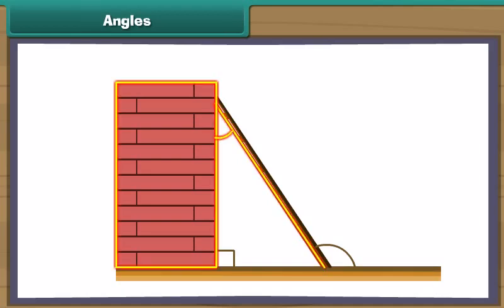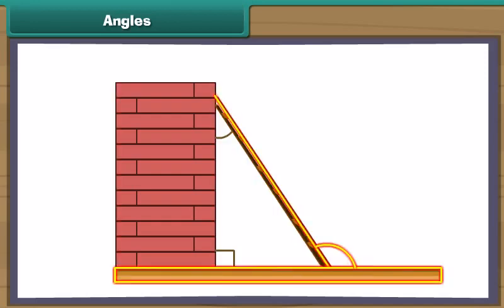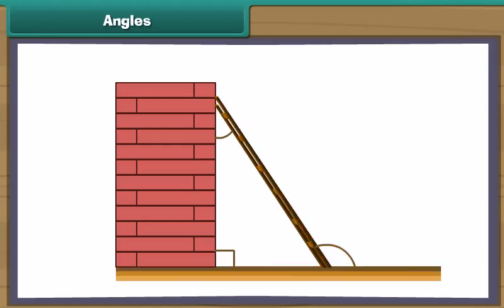The ground acts as the base and the wall as the vertical line. The angle is L-shaped. It is a right angle and its measure is 90 degrees.